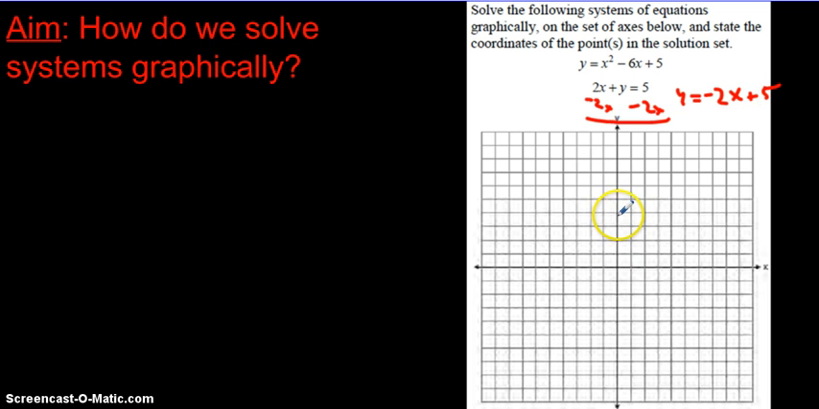So plotting a point at 5, that's 1, 2, 3, 4, 5. It's here. Follow the slope, which is down 2, and over 1. And that's a positive over. So we can go down 2 over 1, which is here. Keep doing that. Graph a line.